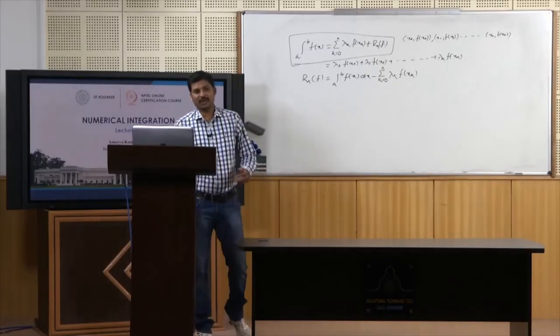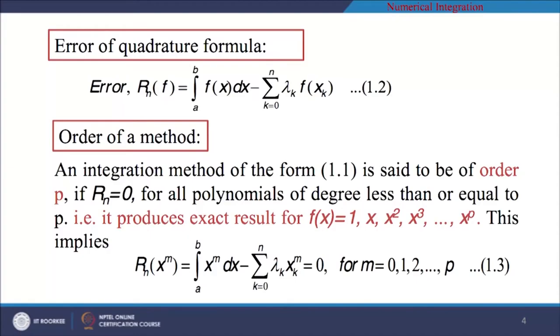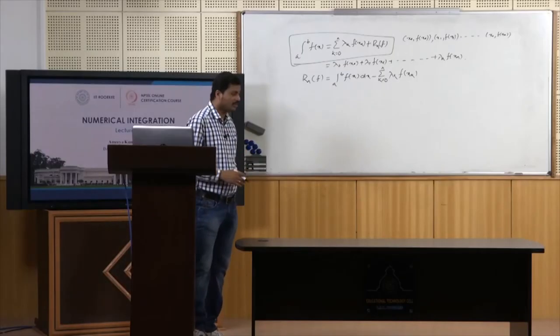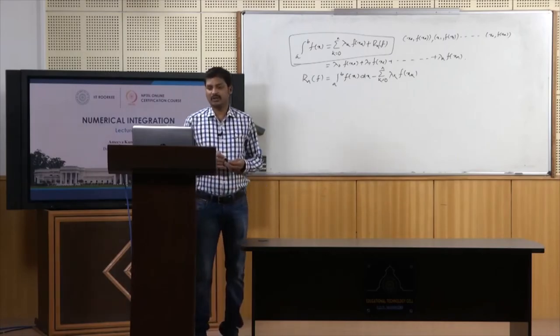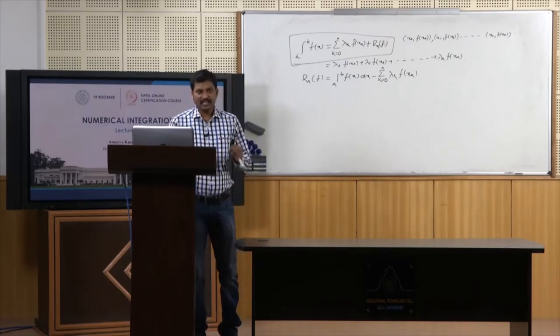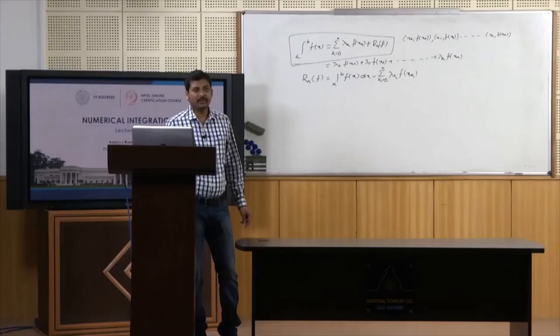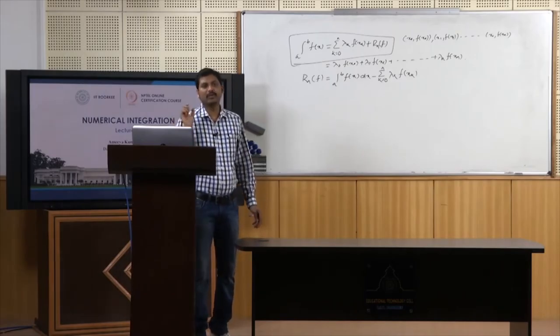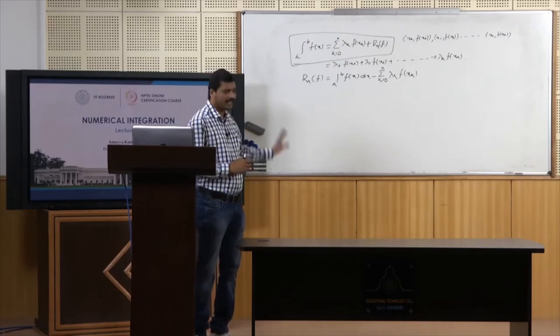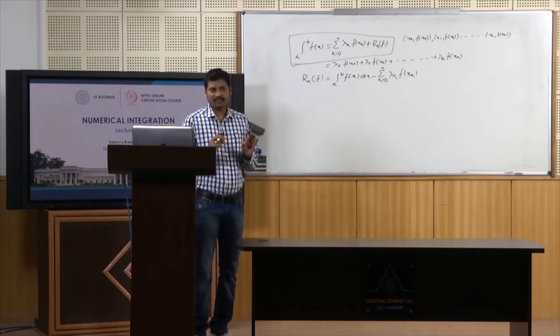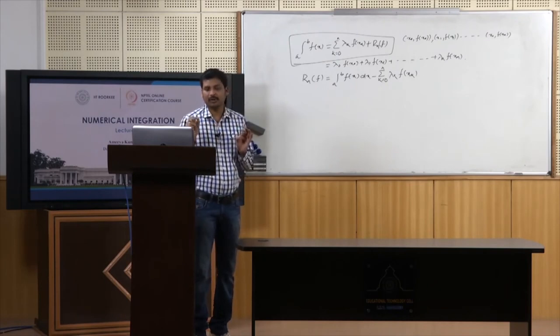Sometimes we can define the order of a method. Suppose this formula is exact for polynomials up to some order. Then we say that an integration method of the form integration a to b f of x equals summation k equals 0 to n lambda k f of x k plus R n of f can be of order p if R n of f equals 0 for all polynomials of degree less than or equal to p. This means that it produces exact results for all polynomials, that is, f of x equals 1, x, x square, up to x to the power p.